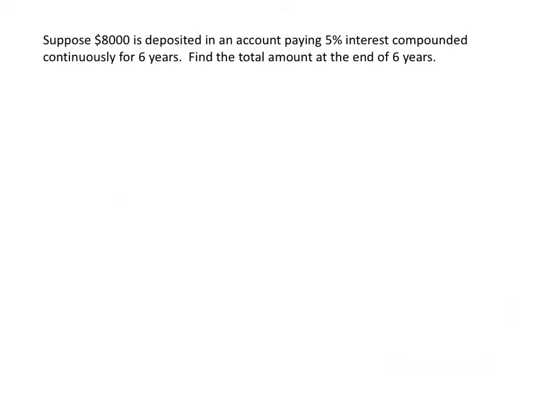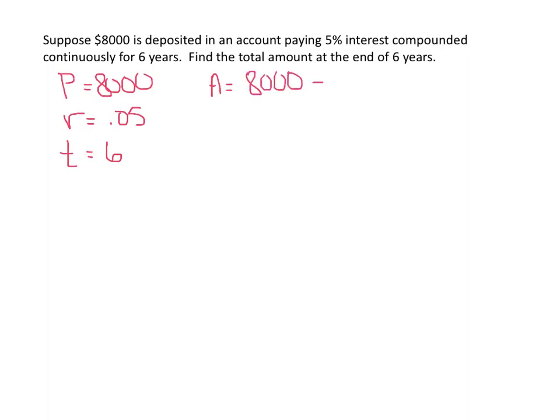So now we'll do a problem that deals with continuous compounding. Let's suppose we have $8,000 in an account that pays 5% interest compounded continuously for 6 years. How much do we have at the end of 6 years? Simple enough. My principal balance is $8,000. My rate is 0.05. My time is 6. So the amount in our account is equal to $8,000 times e to the power of 0.05 times 6.